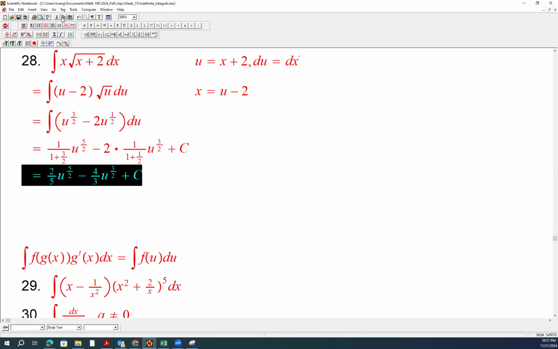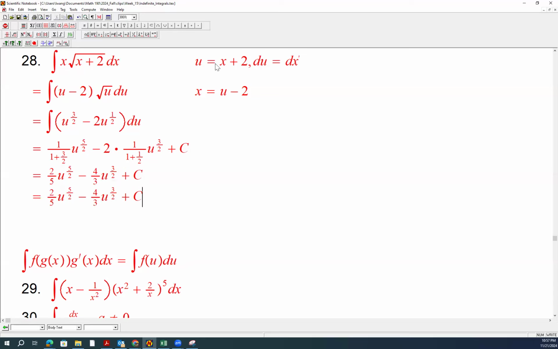And substitute u back into our expression. Okay, u is x plus 2. So I'm going to replace u by x plus 2. I'm going to do the same replacement for the other u. And we're finished.